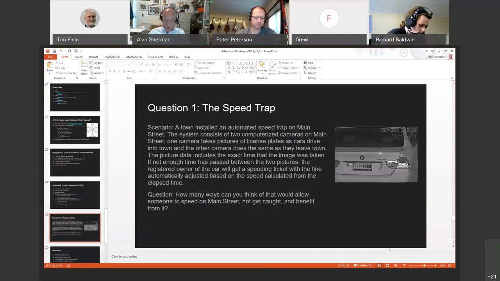Can I try one way you can avoid getting caught? What was the question? I said I'm thinking of one way someone can avoid getting a ticket while speeding on Main Street. Yes, that's exactly the challenge. But let's wait. We're pretty much at time, so I'll just stop the clock and let's talk about possibilities.